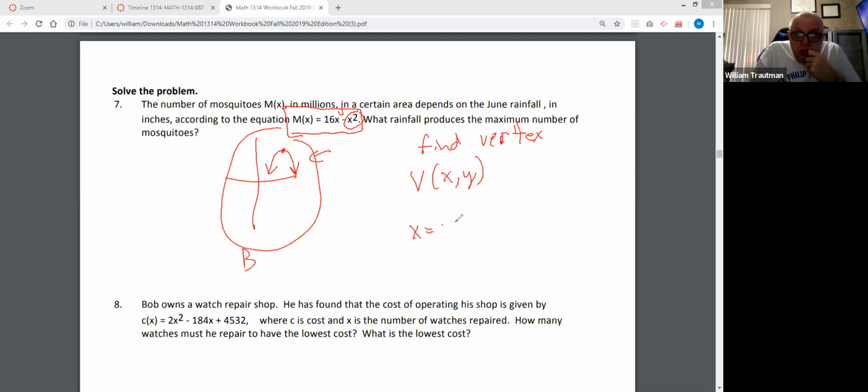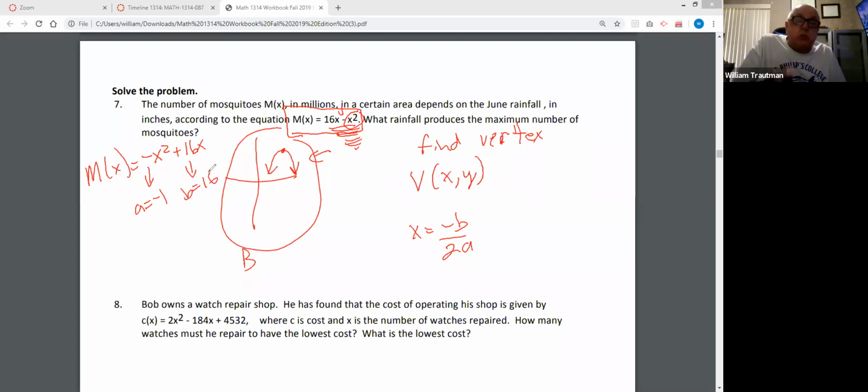The X value equals negative B divided by 2 times A. This mosquito function, I like to put it in order. So you see it's not in order over here. The highest power first: negative X squared and a positive 16X. So if you look at this, A equals -1 and B equals 16. A is always the number in front of X squared. B is the number in front of X and the C is the number without the X.